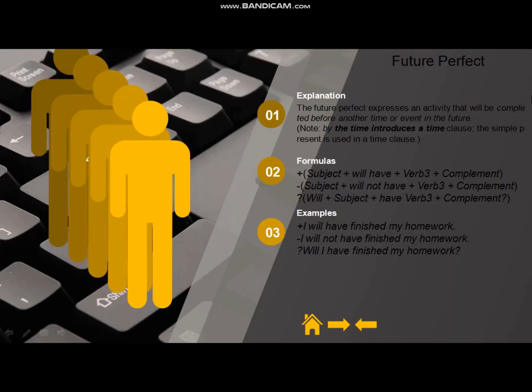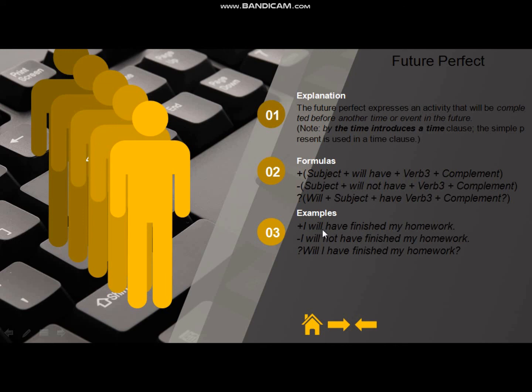Next is future perfect. The future perfect expresses an activity that will be completed before another time or event in the future. Now, by the time introduces a time clause. The simple present is used in the time clause. This is the formula: subject plus will have plus verb 3 plus complement.